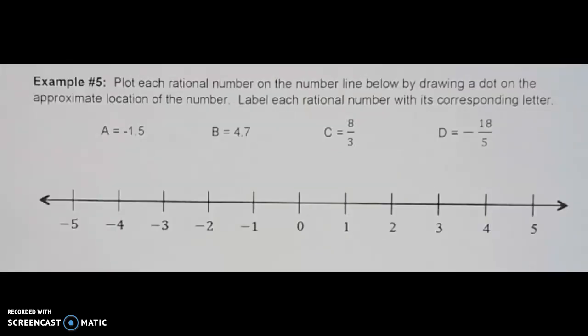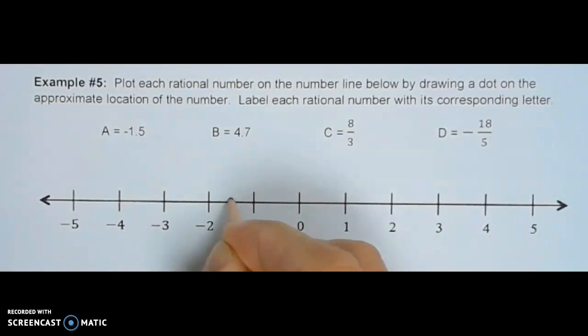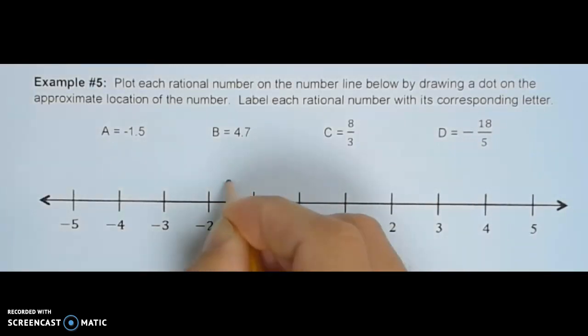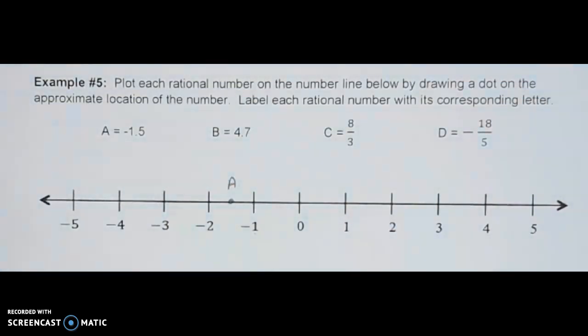In the next example, we're going to plot each rational number on the number line by, again, drawing a dot on the approximate location of the number. Label each rational number with its corresponding letter. So A is at -1 and 5/10. Okay, well, here's -1, all right. -1.5 is going to be halfway between -1 and -2. So I'm going to put a dot halfway in between those numbers, and I'm going to label it point A. That's where -1 and 5/10 is located.